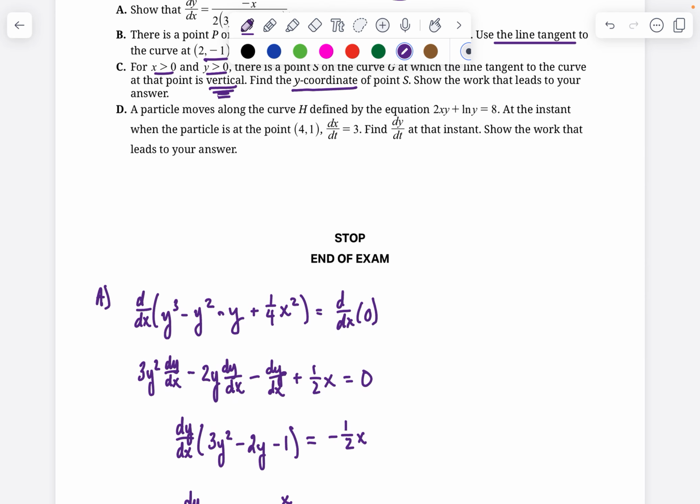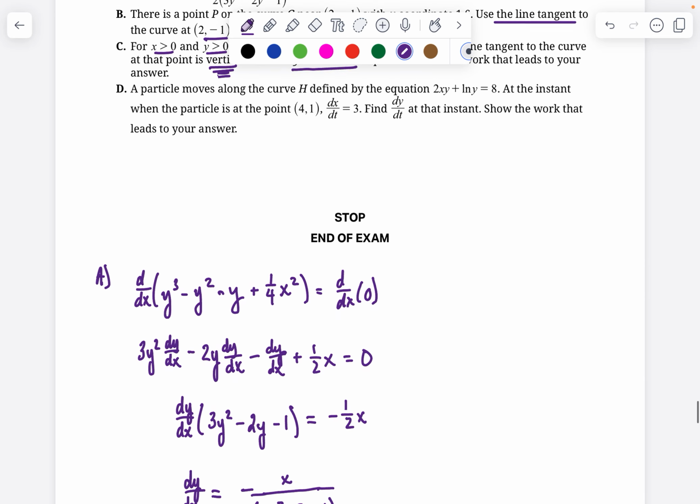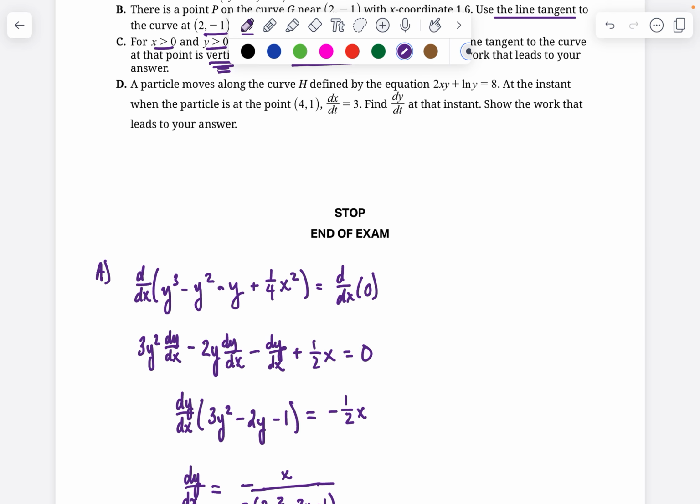A particle moves along the curve H, defined by the equation 2xy plus the natural log of y equals 8. At the instant when the particle is at the point 4,1, dx dt equals 3. Find dy dt at that instant. Show the work that leads to your answer.